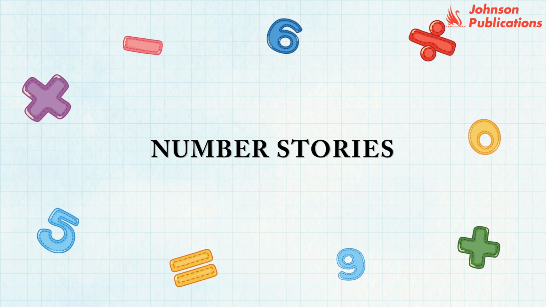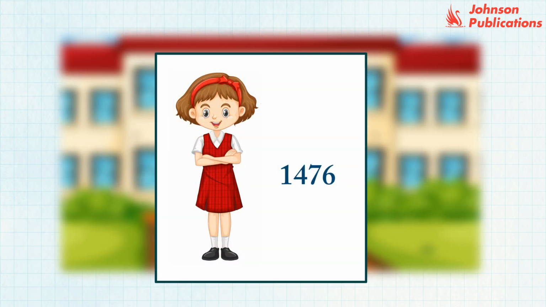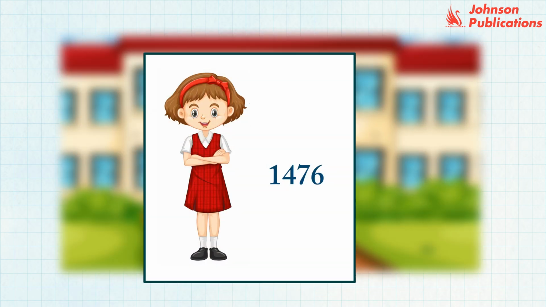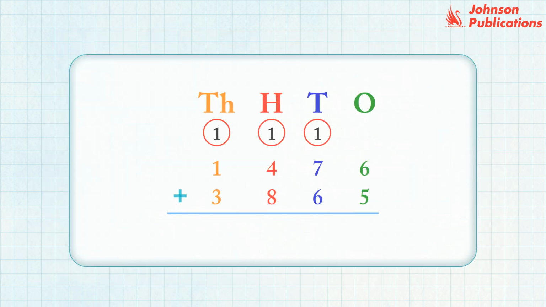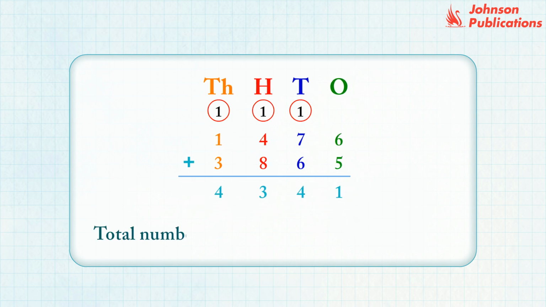Number stories. In a school, there are 1,476 girls and 2,865 boys. How many students are there in all? By adding the given numbers, we can get the total number of students in the school. Thus, the total number of students in the school is 4,341.